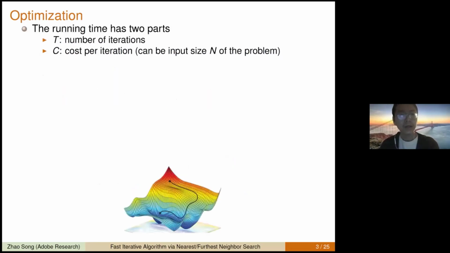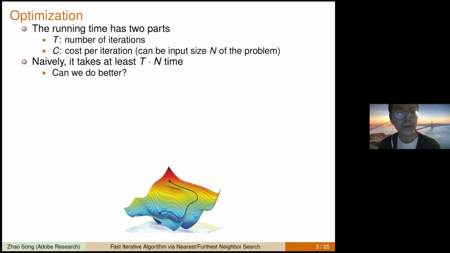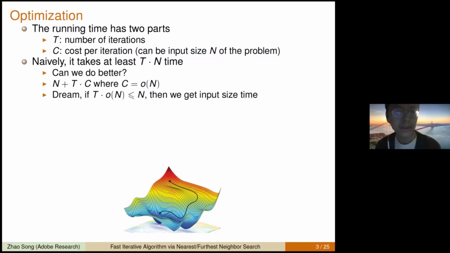Usually the running time has two parts. The first part is the number of iterations, and the second part is the cost per iteration. The cost per iteration can be as big as the input size in general. So naively, if you run an iterative algorithm, it will take at least T times n time. The question is, can we do better? The hope is that you only read the input once, maybe also do some pre-processing, and then at each iteration you only pay C cost, and if C is small compared to n, then ideally you can solve the problem in input-size time.